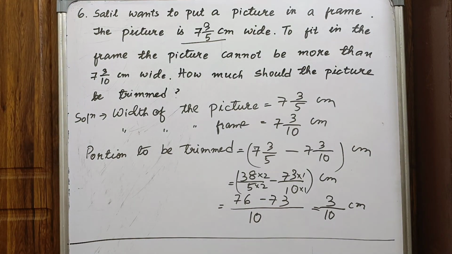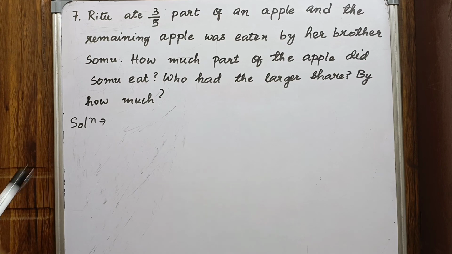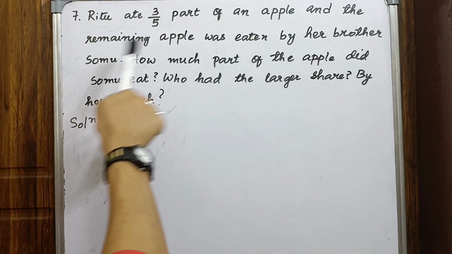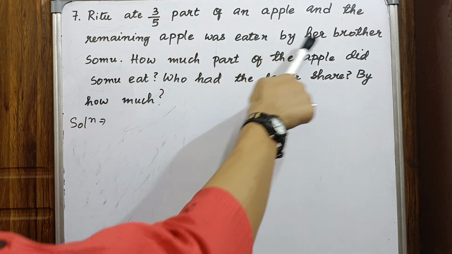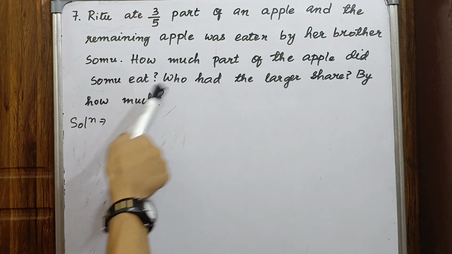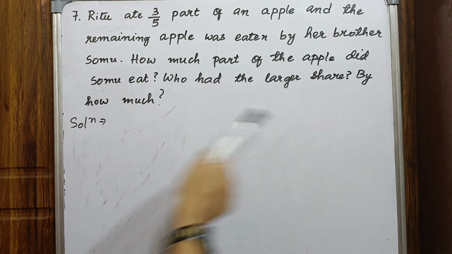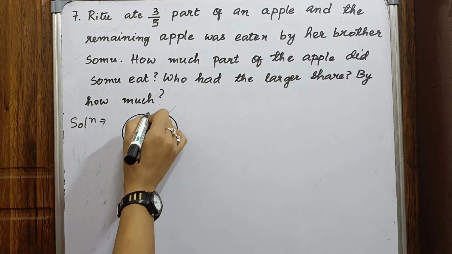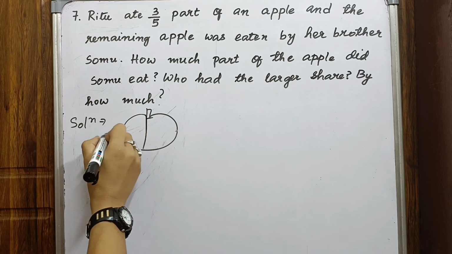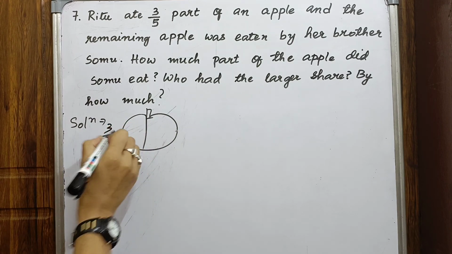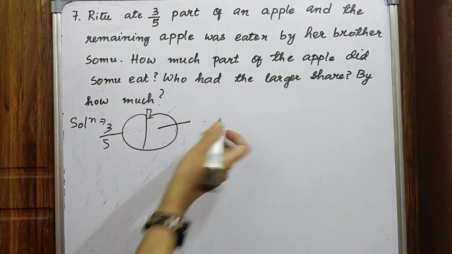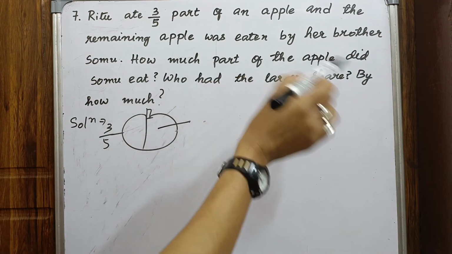Let's do question number 7 now. Question number 7 is Ritu ate 3 by 5 part of an apple and the remaining apple was eaten by her brother Somu. How much part of the apple did Somu eat? Who had the larger share? By how much? This is the apple and Ritu ate 3 by 5 part of this apple. We exactly don't know how much of this apple, and the remaining part is eaten by her brother.